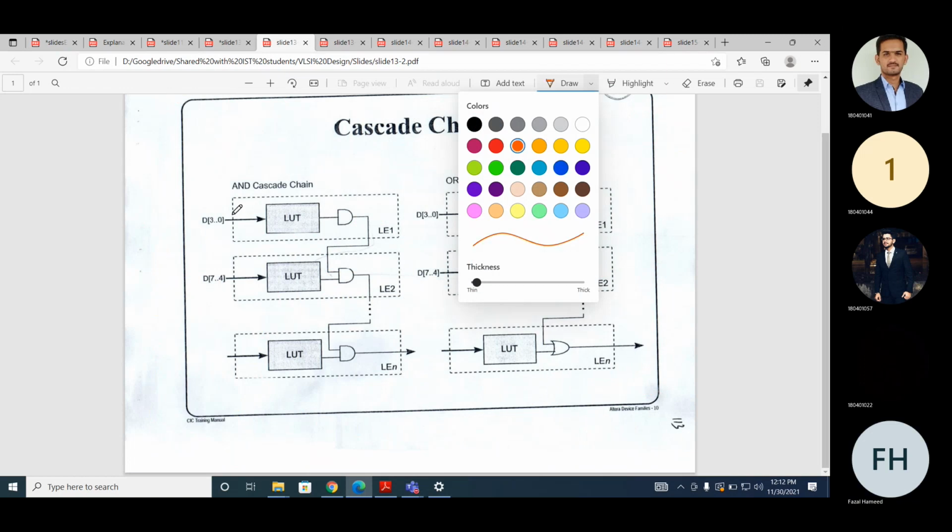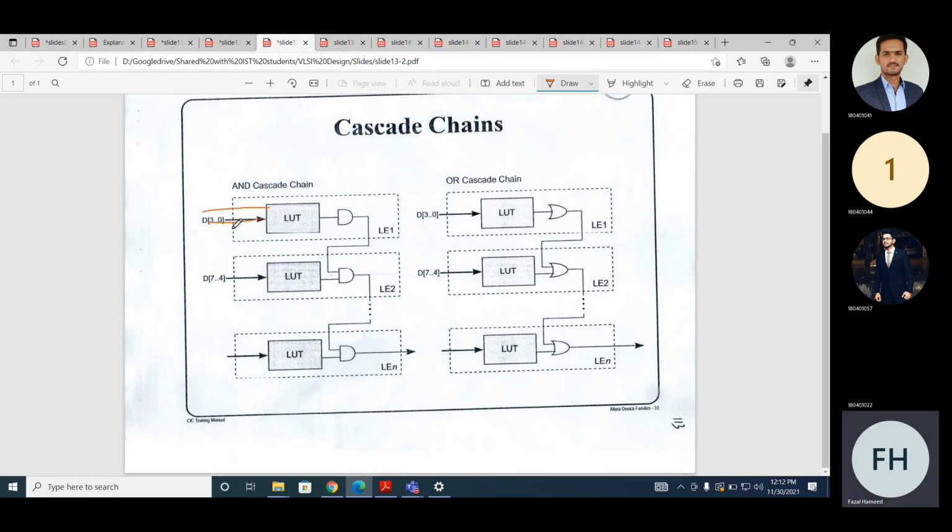So if you want to implement this on this slide, now we have LUT. What will be the input to the first LUT? A, B, C, and D. And what will be the input to the second LUT? D, E, F, G. Okay, now we will not use this chain. Yes, we will use this function.